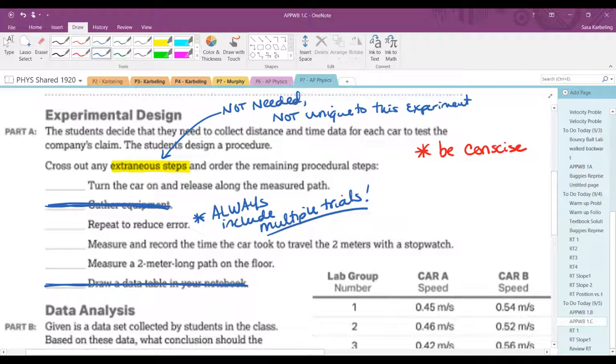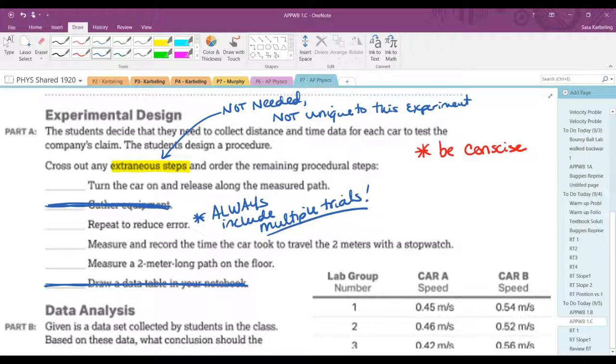Yeah, go ahead. Another one is, is the first one a little bit redundant? Because if it says 1, 2, 3, 4, the fourth one, measure and record the time the car took to travel, I feel like that's kind of something as the first one. It kind of is, although I think you have to physically put the car down first. Yeah, but like people do that anyway. Yeah. So to me, I feel like you kind of still do need this.